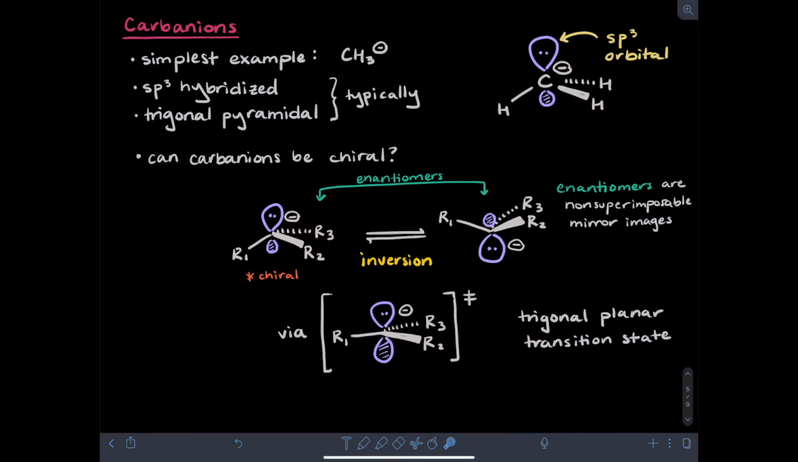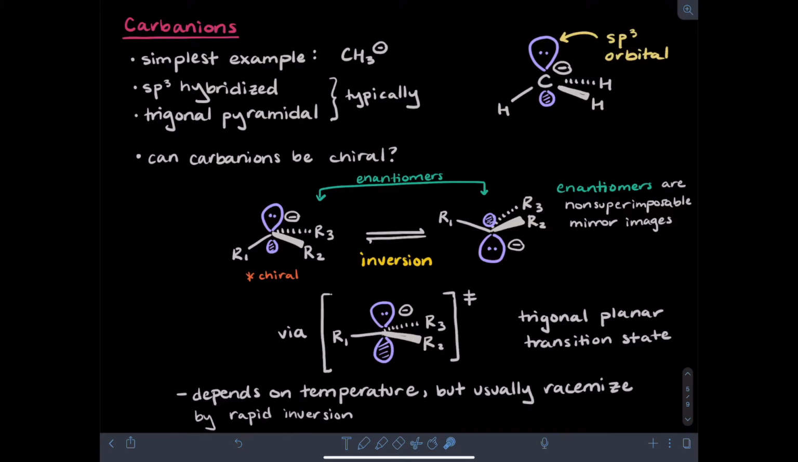If we want to imagine what the transition state to this inversion looks like, you would have your lone pair at the transition state in a p orbital, which is unhybridized, making your transition state trigonal planar in geometry. Although how fast this inversion process takes place depends on temperature. Usually you can't bottle 1 enantiomer of a carbanion because it'll usually racemize by this inversion pathway rapidly, at least close to room temperature.